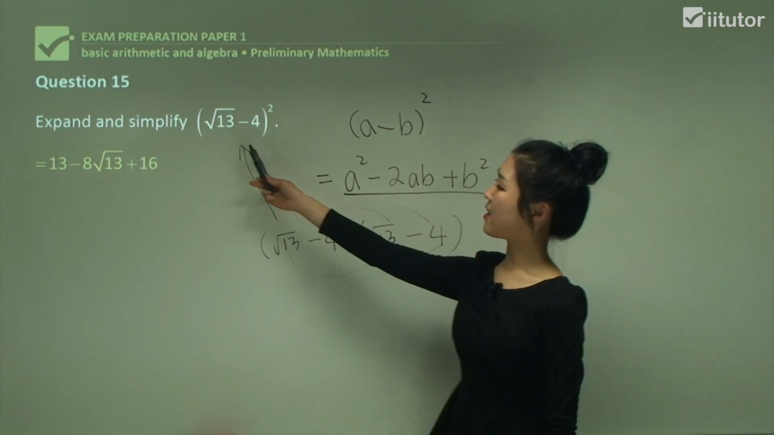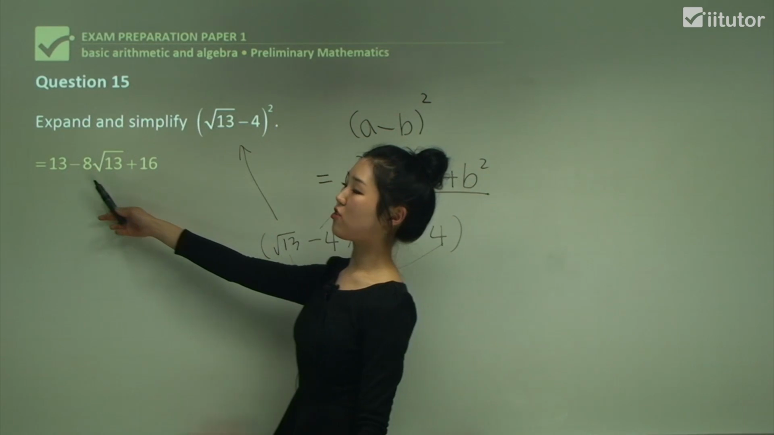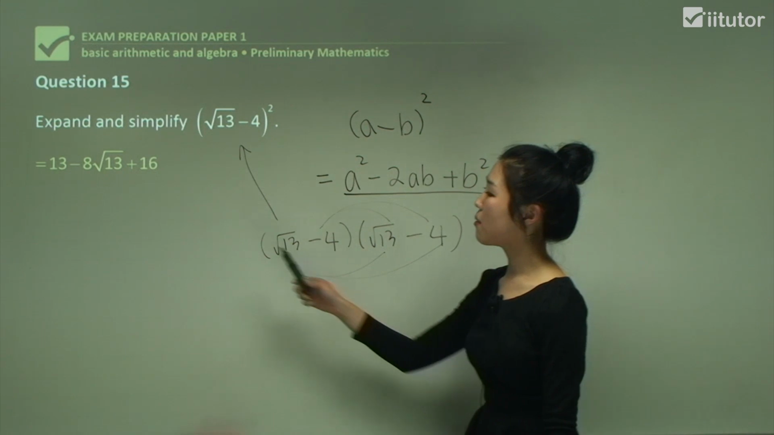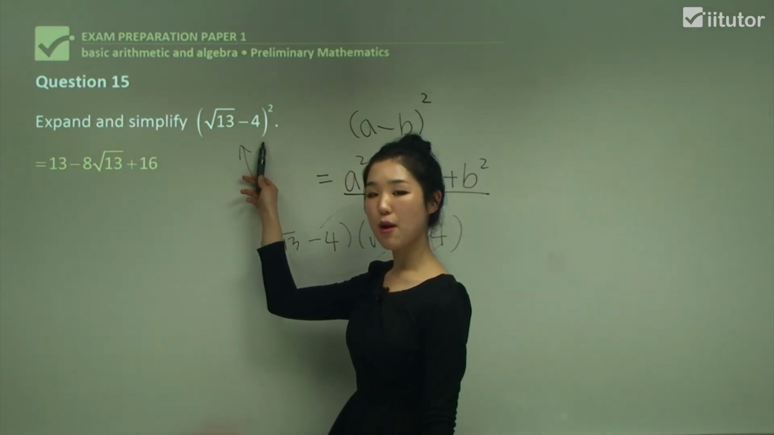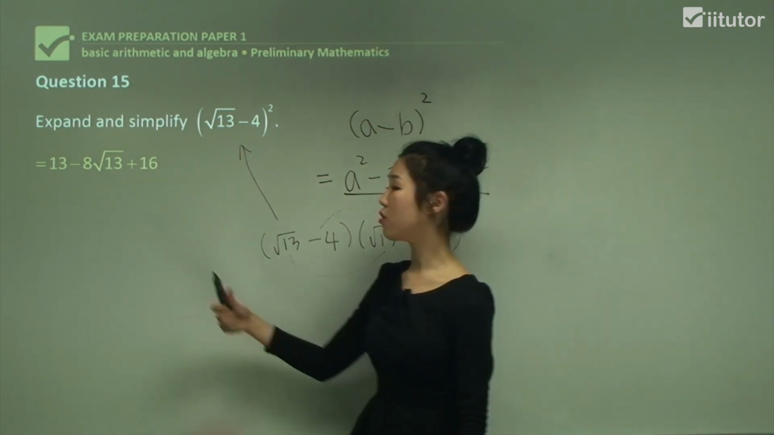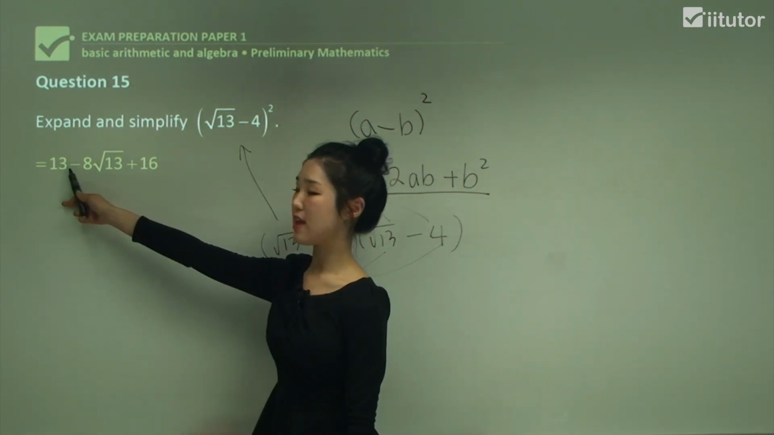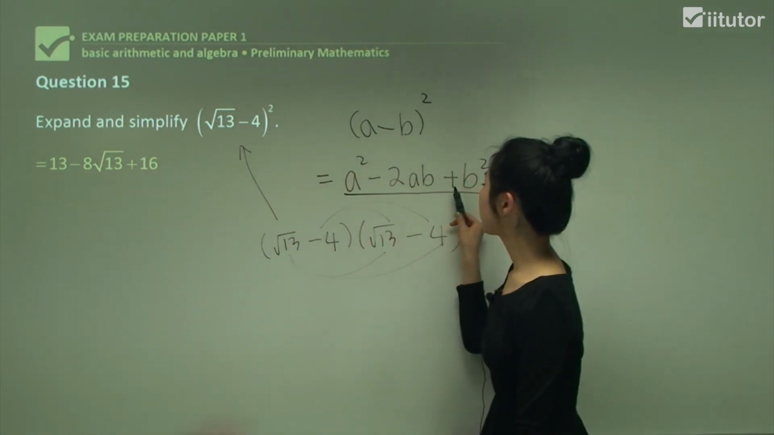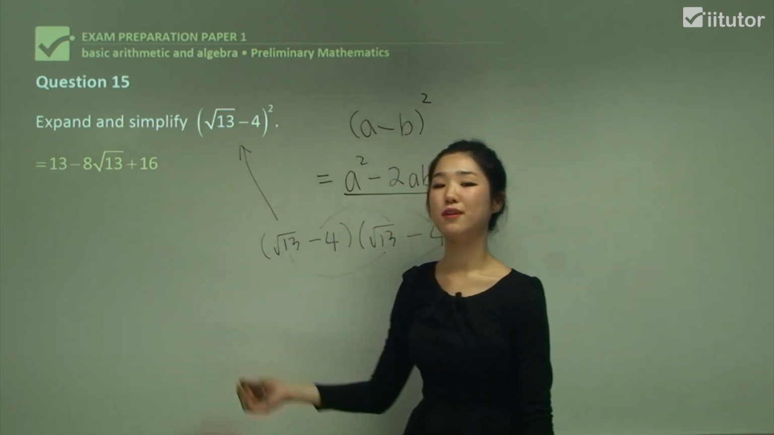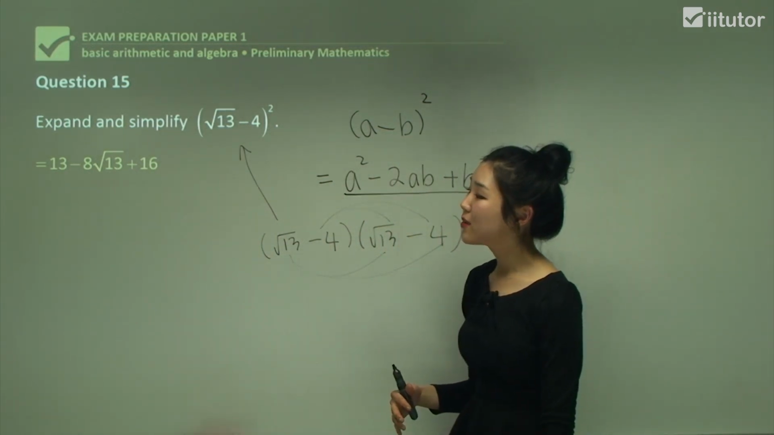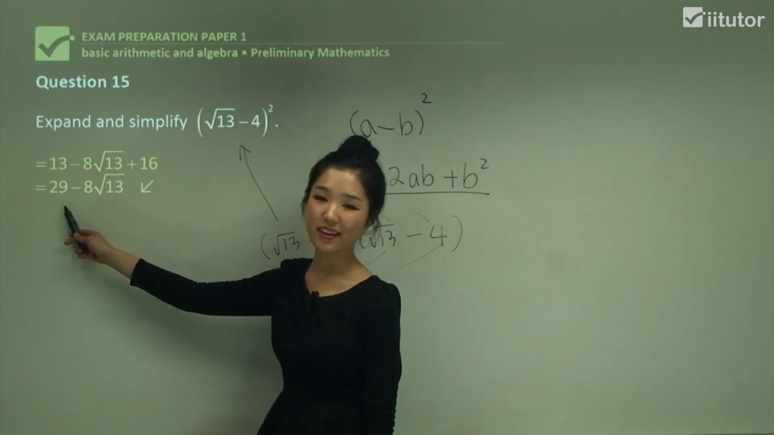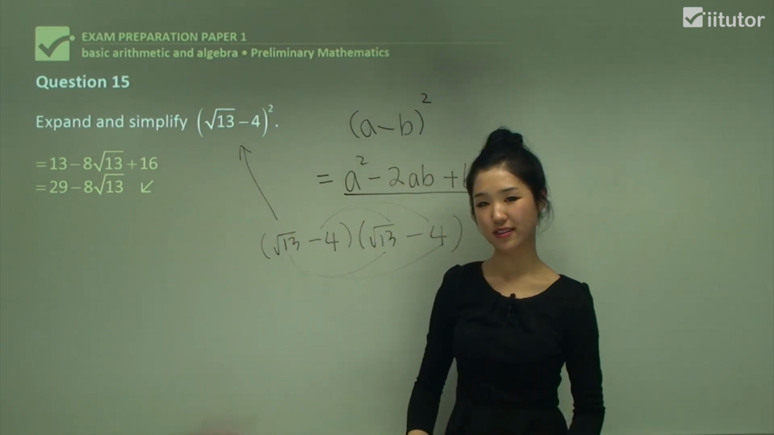So in this case, a is root 13, so root 13 squared is just 13. Now minus 2 times ab, so it's going to be minus 2 times root 13 times 4. Root 13 times 4 is just 4 root 13, times 2 will be 8 root 13. Make sure it's negative out the front. And then finally it's going to be plus the b squared. So b is 4, so it's going to be plus 4 squared, which is plus 16. And that's it. So all I need to do is gather my like terms. 13 and 16 will become 29. So 29 minus 8 root 13 is your final answer.